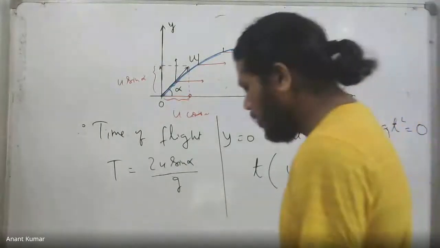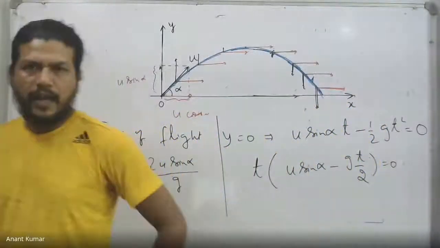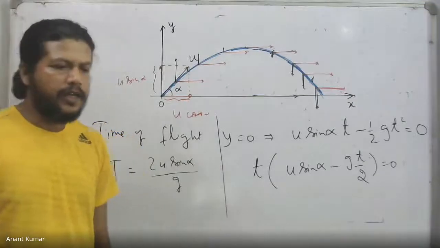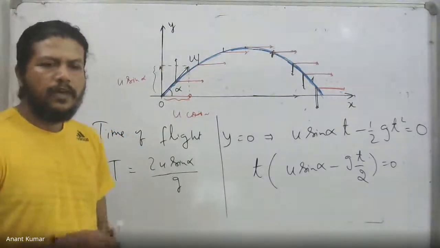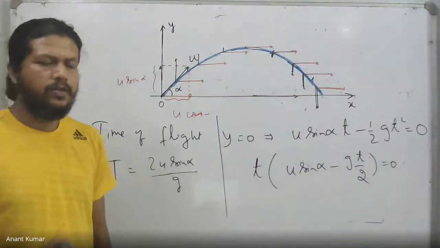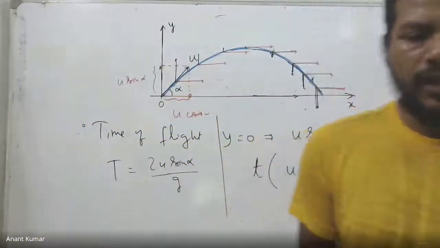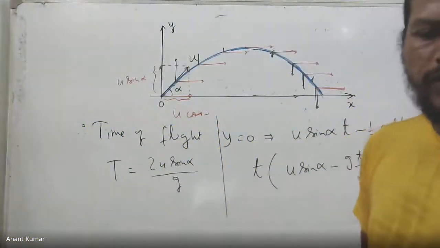And to go up, we can find the time by using the fact that at the highest position, the y velocity is zero. That implies u sine alpha minus gt is equal to 0. That gives the time as u sine alpha by g. So double of that becomes twice u sine alpha upon g.